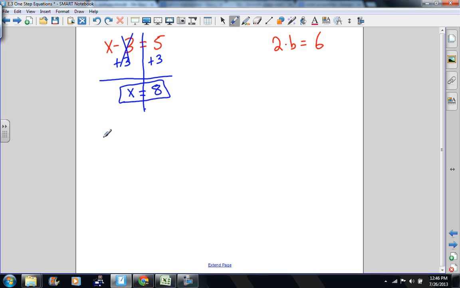Okay, you can easily check your answers by taking this x and plugging it back into the original equation. So you go 8 minus 3 equals 5, and that's a true statement, so we can check it like that. So for the second one, it's the same idea.